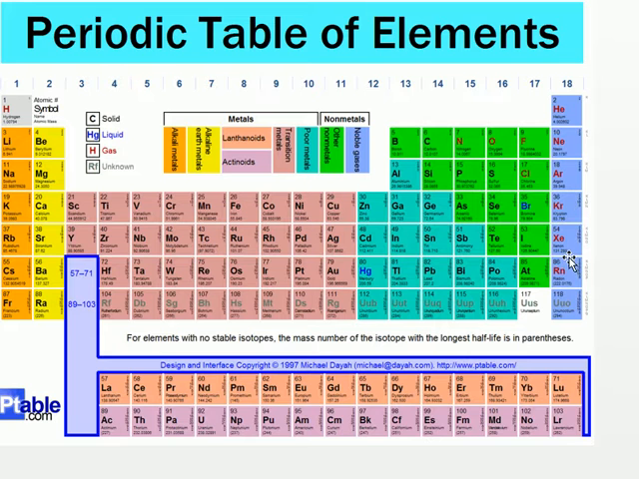These guys have a full outer shell, so they're not interested in other chemicals at all. They don't want to share electrons. They don't want to give electrons. They don't want to take electrons. They're the noble gases because they're like, I don't need you. You're not good enough for me. So they're just completely non-reactive. Helium, neon, argon, krypton. They don't even interact with themselves. Two helium atoms don't want anything to do with each other. Two neon atoms couldn't care less about each other.